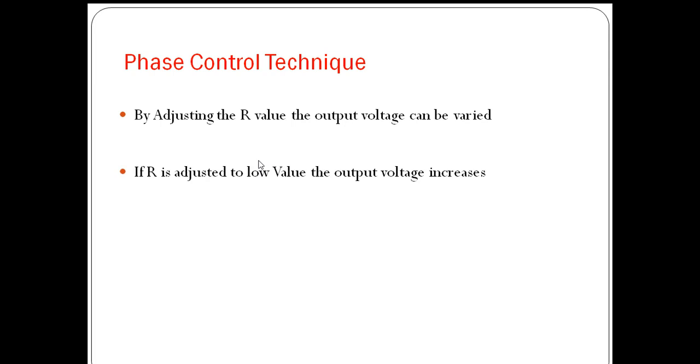By adjusting the resistance value, the output voltage can be varied. If R is adjusted to a low value, the output voltage increases. If R is adjusted to a high value, the output voltage decreases.